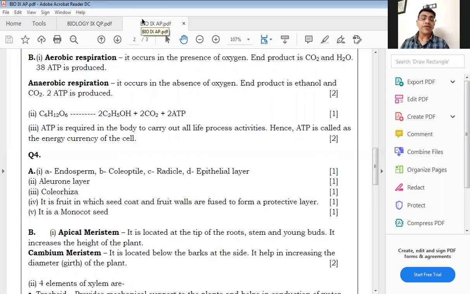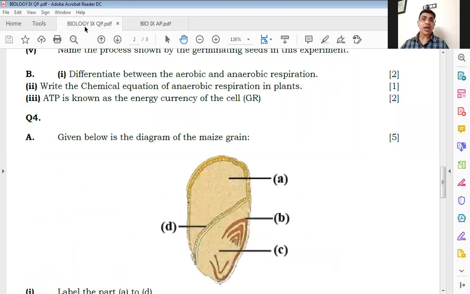Here, if you talk about anaerobic respiration, the end products are, I would say, ethanol and carbon dioxide. So they are also different. And then comes the last point, how many ATPs are produced. So aerobic respiration, 38 ATPs are produced. Anaerobic, only 2 ATPs are produced, right? So this is the answer for distinguish between aerobic and anaerobic respiration. Let's go to the second question. That is, write the chemical equation of anaerobic respiration in plants.